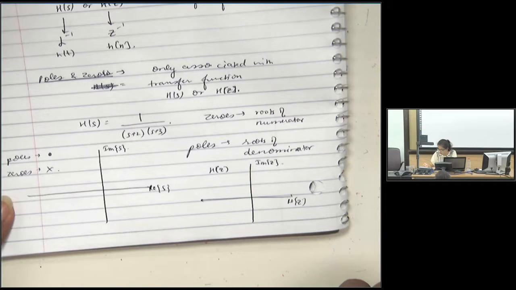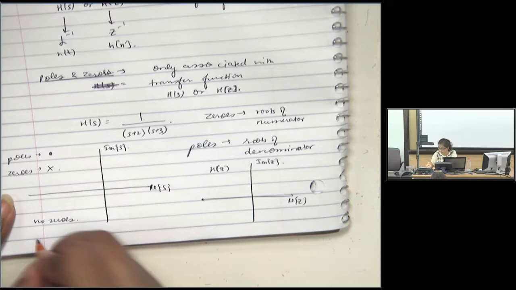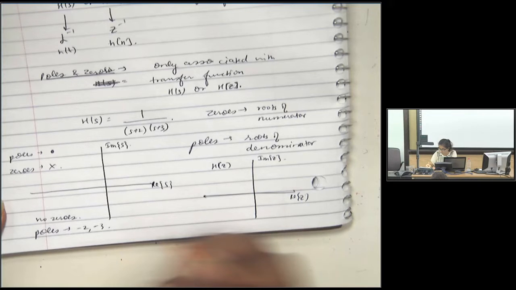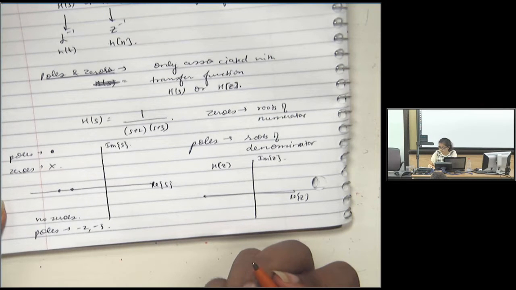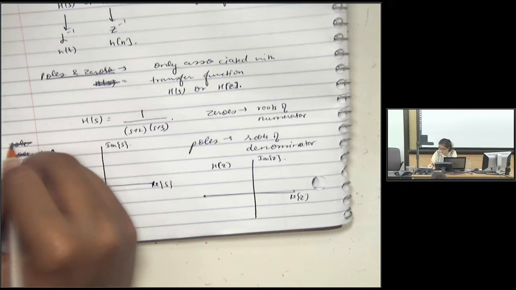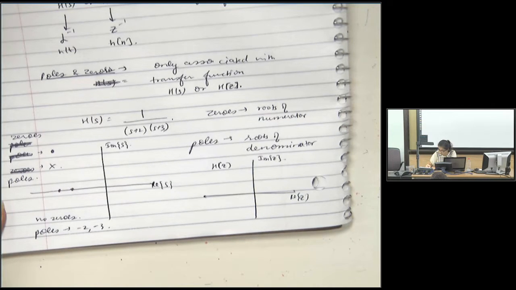For the given h of s, what zeros do we have? None, right? So no zeros in our case. And poles? Correct. Poles are at -2, -3. So you'll just mark your poles. Oh wait, I mixed this up. This is zeros and this is poles. Poles are with crosses, zeros are with your circles. Okay? All clear?